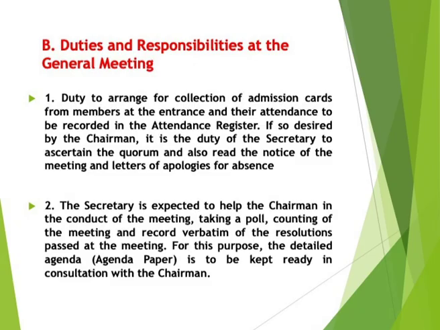and also to ascertain the quorum. Quorum means, say, one third of directors must be present. Letters of apology are also needed, as it is not possible for all directors to attend the meeting. In that case, whatever apology letters have been sent have to be read with the permission of the chairman. The secretary is expected to help the chairman to conduct the meeting, take the poll, record proceedings verbatim, and whatever resolutions are passed have to be recorded, approved and signed by the chairman.